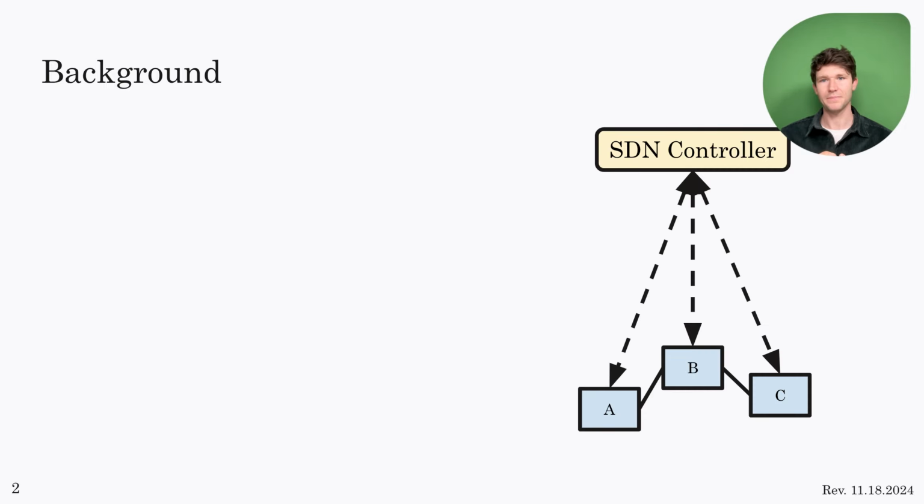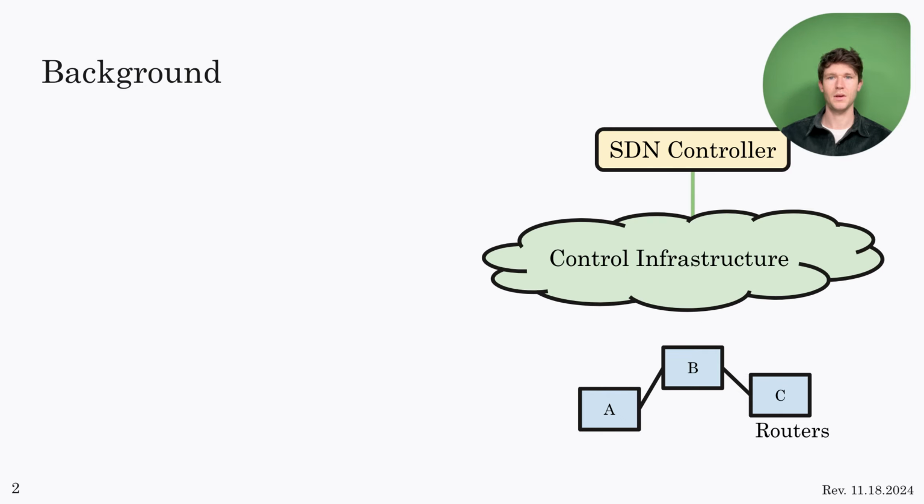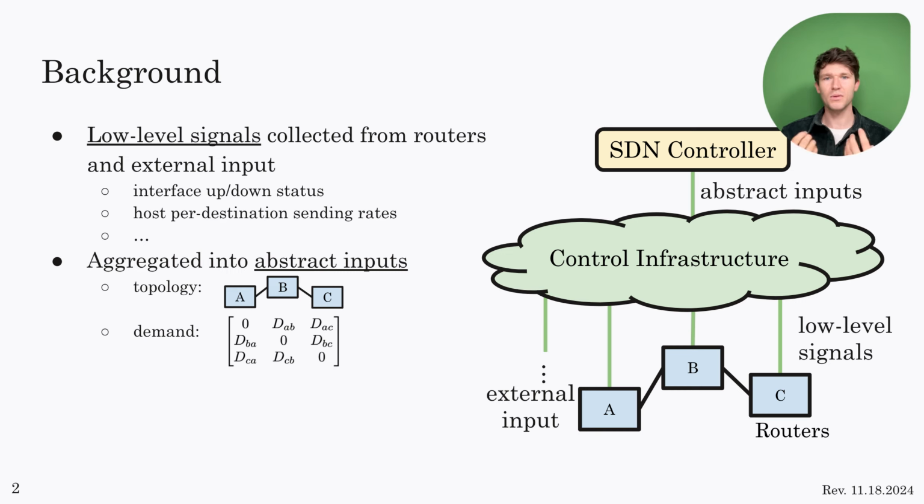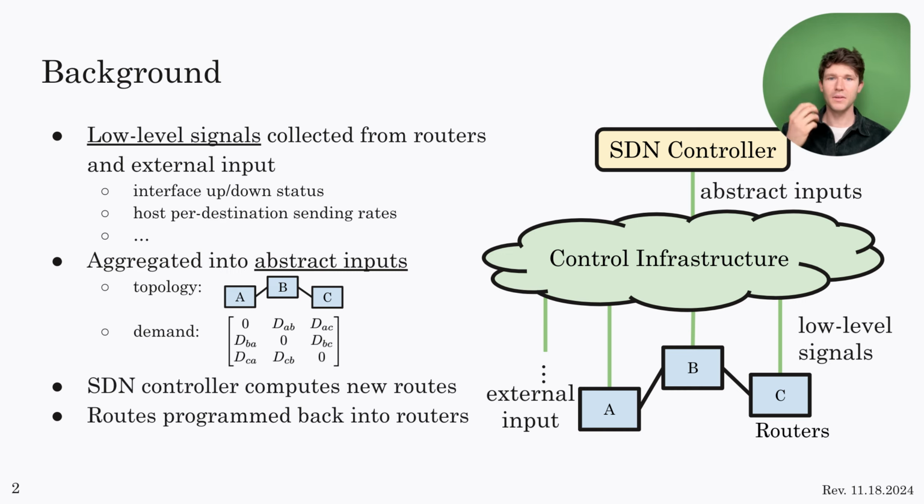To understand this, let's first take a look at what SDN WAN architectures look like today. So in these networks, there is an SDN controller that sits at the top and makes decisions about what should happen in the network. There is control infrastructure that collects relevant low-level signals, both directly from within the network, such as interface status from the routers, and from outside the network, such as host-reported sending rates, which it aggregates into an abstract view of the network that it provides to the controller. The SDN controller then uses this view in calculating new paths and behaviors from the network, which it then programs back into the routers through that same control infrastructure.